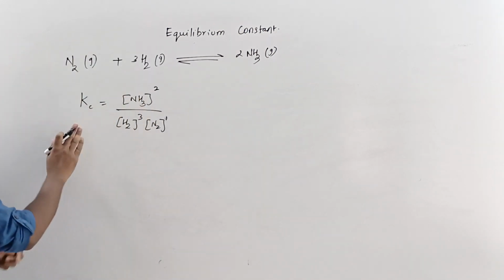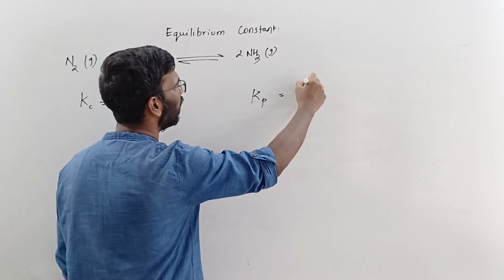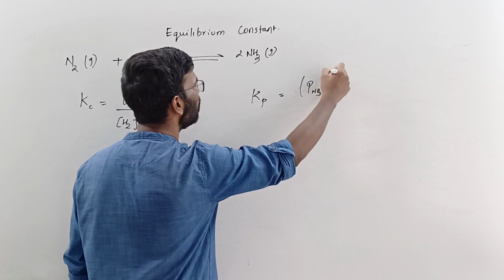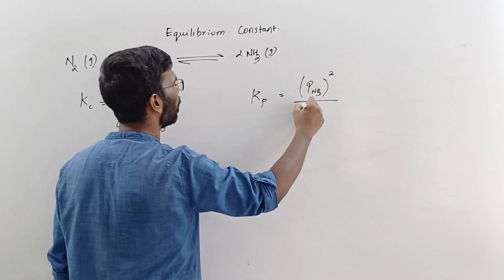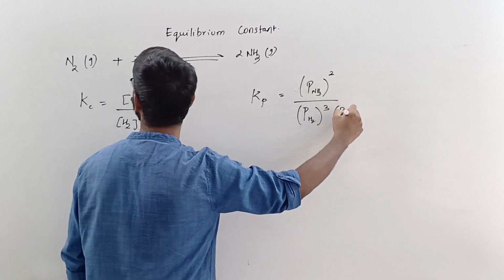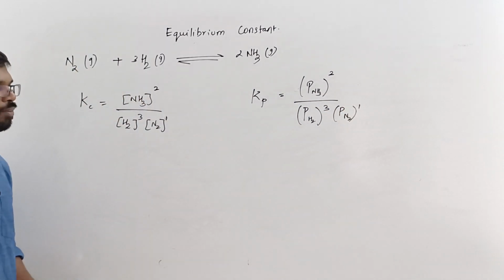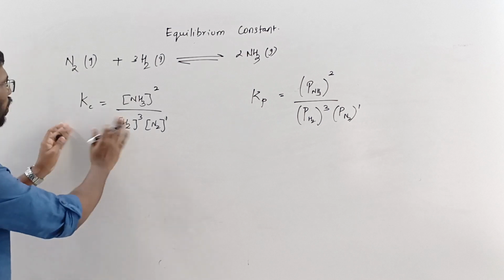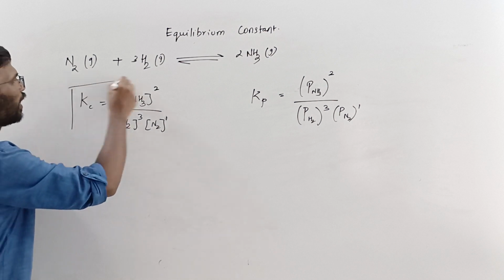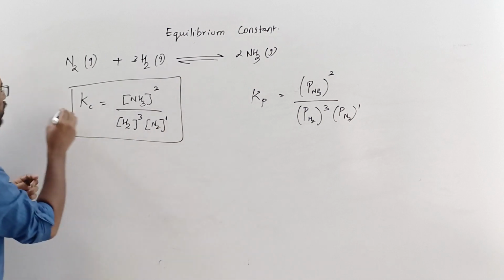This is in terms of the concentration. If I want to write the same in terms of partial pressure, then I will write the partial pressure of NH3 in the reaction mixture raised to 2, and this is the partial pressure of H2 raised to power 3, and this is the partial pressure of N2 raised to 1. This is how Kc and Kp are written. So this is what the equilibrium constant means. Kc is equal to product upon reactant.